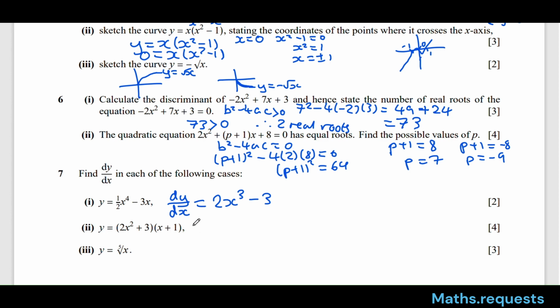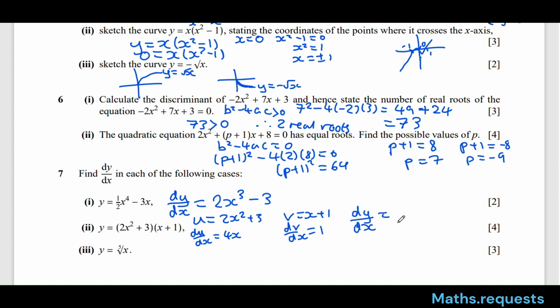And then here, for part 2, well, you can either expand and then use the power rule, or you can use the product rule. I'm going to use the product rule. So u equals 2x squared plus 3. I'm going to say v equals x plus 1. So du over dx equals 4x, and dv over dx, I'm differentiating this value here, which is 1.